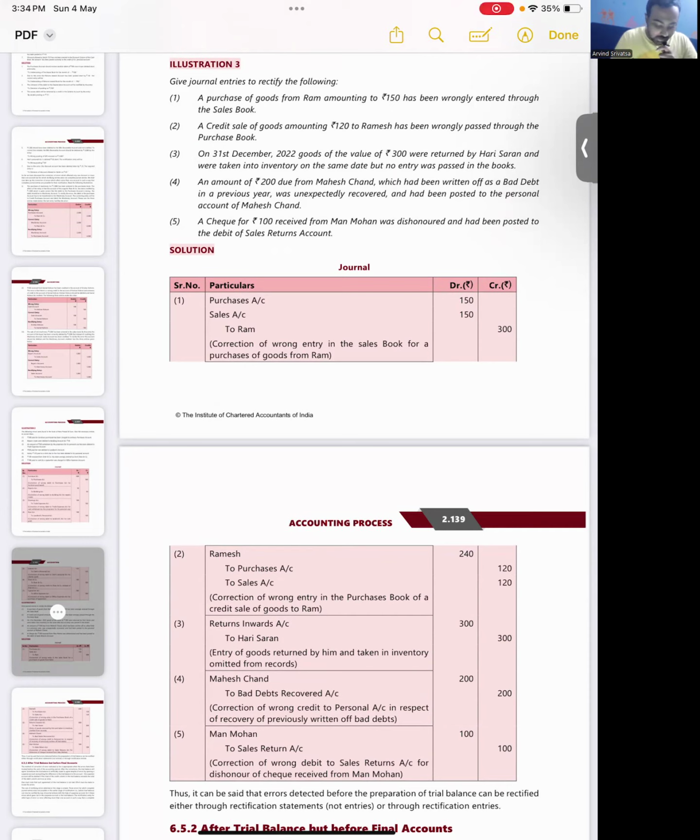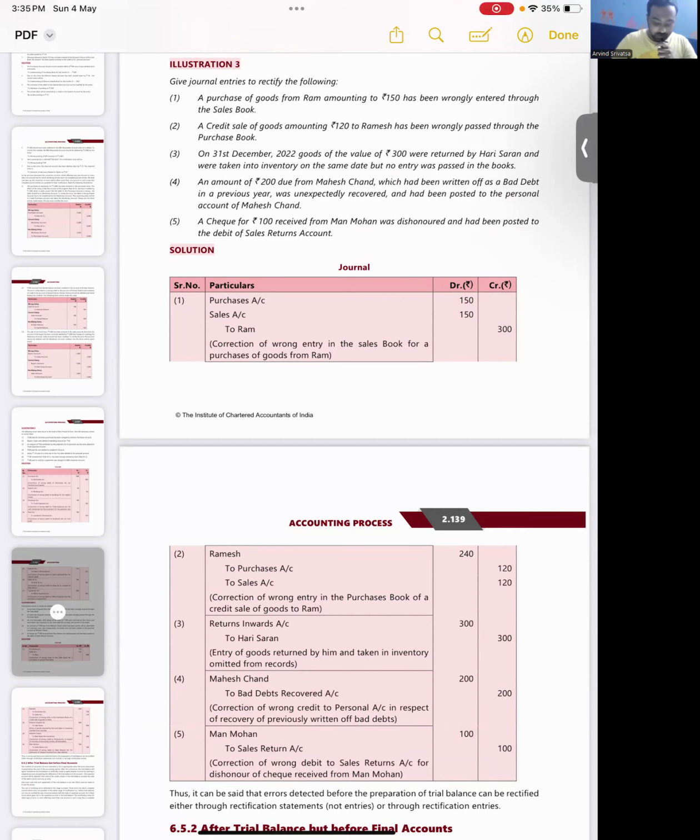So yeah, an amount of 200 due from Mahesh Chand, which had been written off as a bad debt in a previous year, was unexpectedly recovered and had been posted to the personal account of Mahesh Chand. So what they are saying is last year we wrote it off as bad debt. Current year we didn't even expect to receive from him, but suddenly he came. He gave us the amount. So it is a bad debt recovered for us.